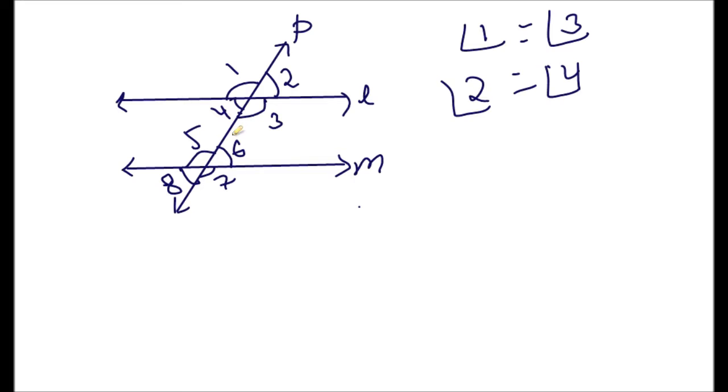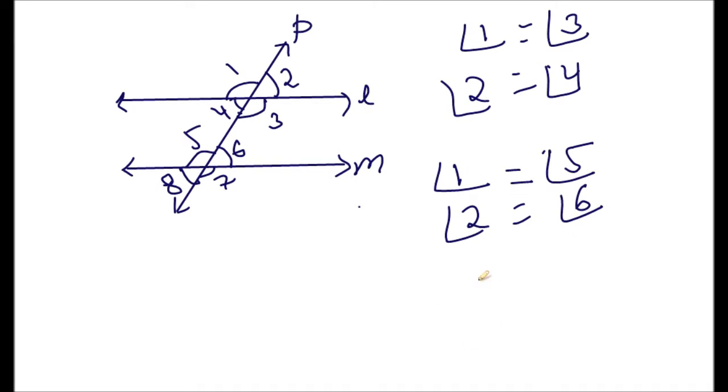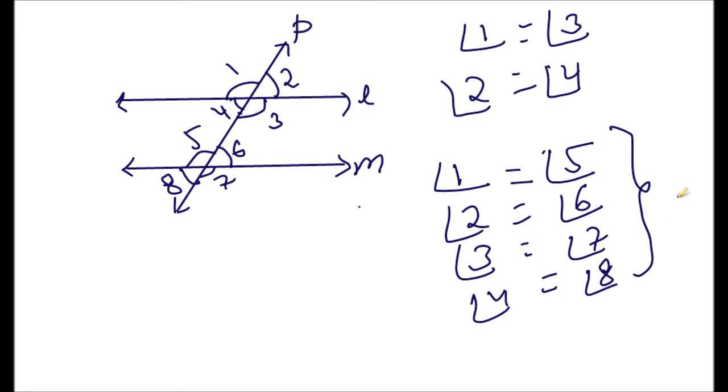But if these two lines are parallel, angle 1 is also equal to angle 5. These two angles are called corresponding angles. Similarly, angle 2 is equal to angle 6. These are also corresponding angles. What are the other corresponding angles? You can see here angle 3, angle 7. Angle 3 is equal to angle 7 and angle 4 is equal to angle 8. So these four sets are called corresponding angles.